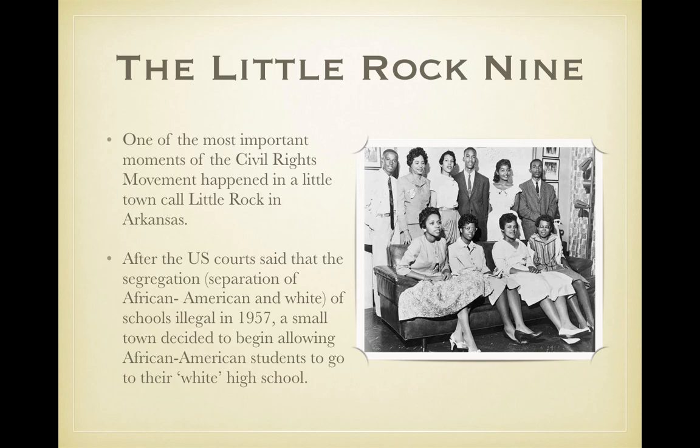After the US court said that segregation, so segregation is the separation of African Americans and white Americans, which we talked about earlier, how they had to be separate on buses and all those sorts of things. So once the US courts decided that segregation of schools was illegal in 1957, a small town decided to begin allowing African American students to go to their white high school. And so they were the Little Rock 9, and they were the students who were chosen to what they call desegregate, so allow African Americans to go to the school.